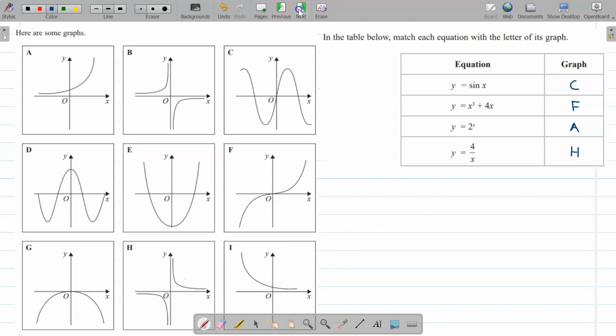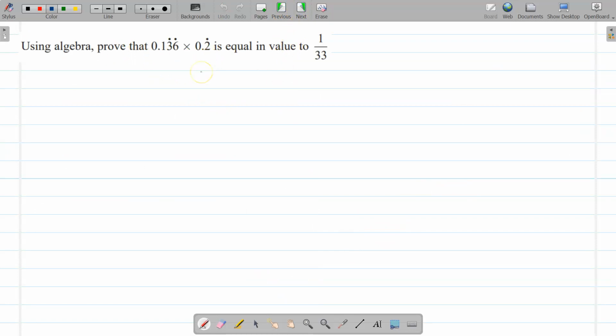Okay, next question. This one requires us to use algebra to prove that the product is equal to 1 over 33. So what we need to do is call these numbers something. I'm going to call this x and I'm going to call this y. Okay, starting with x, I'm going to just say that x equals 0.13636 like that.